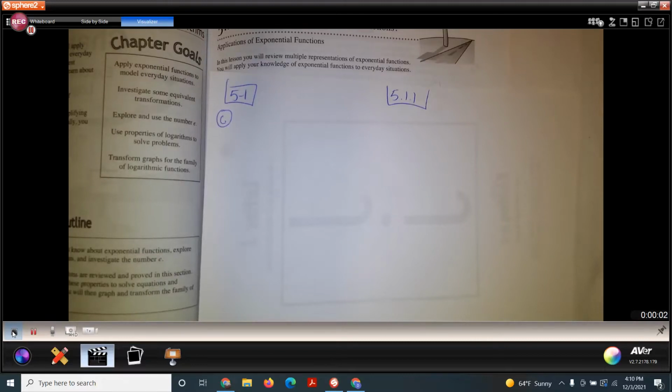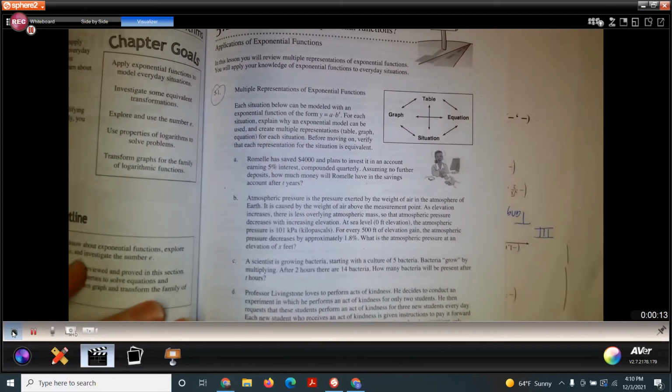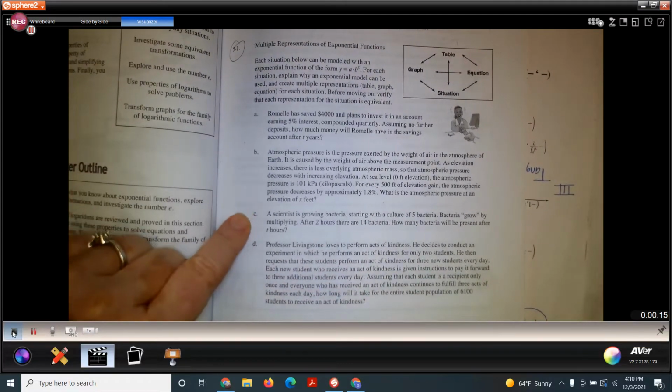Here's pre-calc. It's part 3 of your lecture for 5.1.1. We're trying to get through these word problems with exponential functions. So we're on letter C.